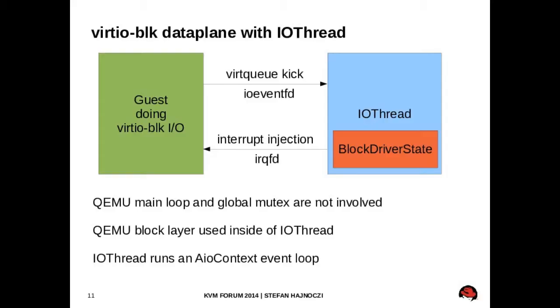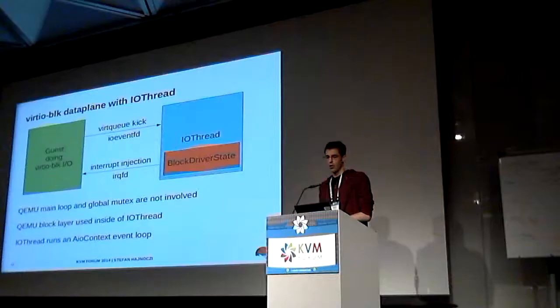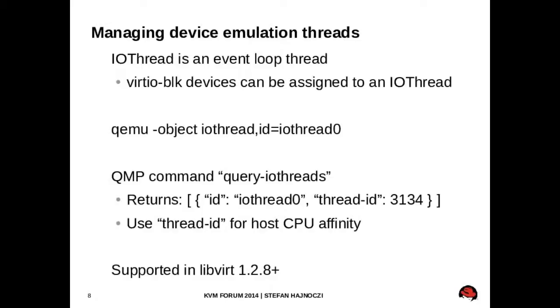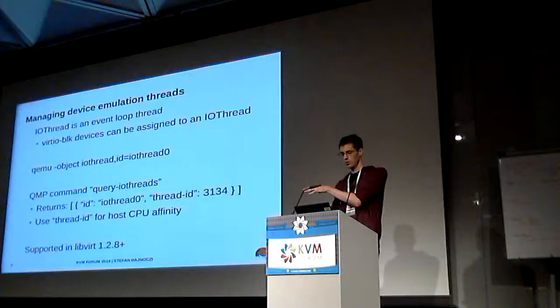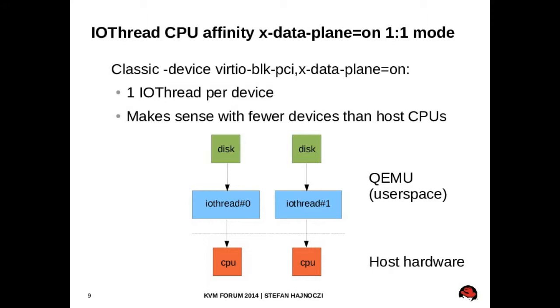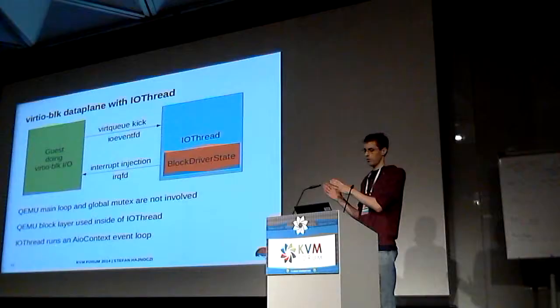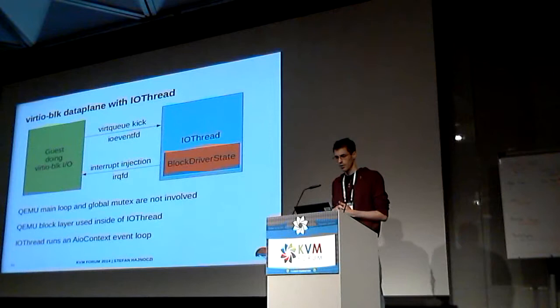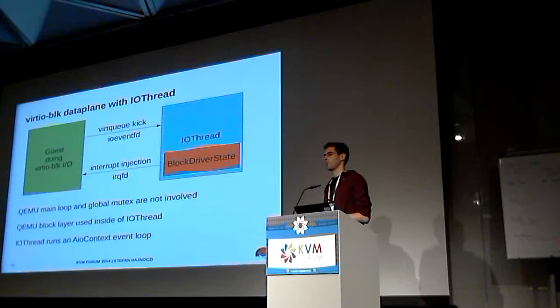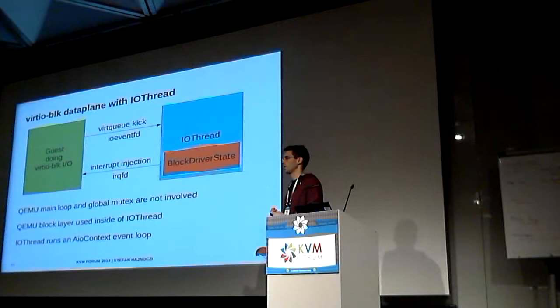Okay, so now I want to talk about how this virtio-blk dataplane really works. I've explained that there's a command line and a user interface to defining threads, and you can associate the disks with these IO threads. But how can this work? Well, the way it works is that this IO thread is a separate thread. It's running an event loop. And we don't actually do the same type of memory access dispatch in dataplane as we do with a normal QEMU device, a non-dataplane QEMU device.